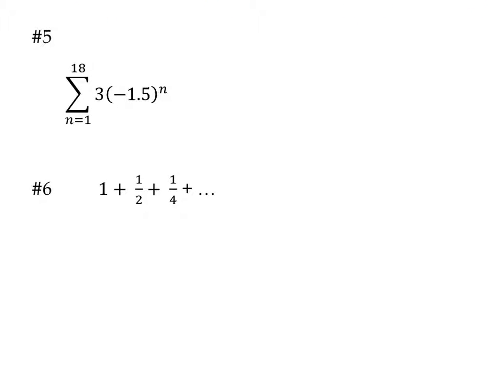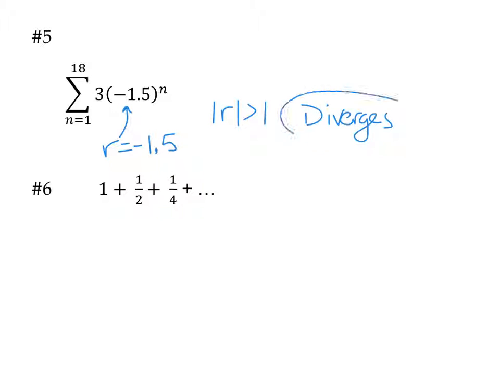So number 5 here, it's written a little differently because it's in summation notation. The key first thing is going to be find out what the common ratio is. It's not a list, but we can identify the common ratio right here. R is negative 1.5. That has an absolute value that is greater than 1. The absolute value of negative 1.5 is 1.5, which is bigger than 1. So this diverges, and we can't find a sum. Our numbers would be getting further and further away from 0. We keep adding on more and more. The sum's just going to grow to infinity, so we wouldn't be able to get a sum for it.